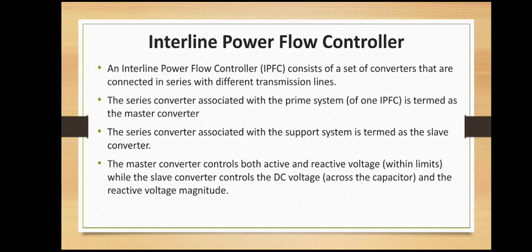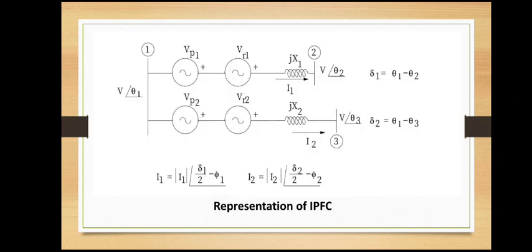The series converter with the prime system is termed as the master converter, while the series converter associated with the support system is termed as the slave converter. The master converter controls both active and reactive voltage, while the slave converter controls only the DC voltage and the reactive voltage magnitude. This is the basic representation of IPFC, where two lines are considered with series impedance. Now let us derive the equations.